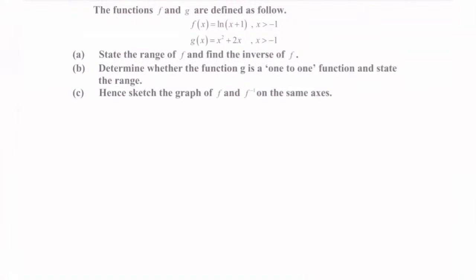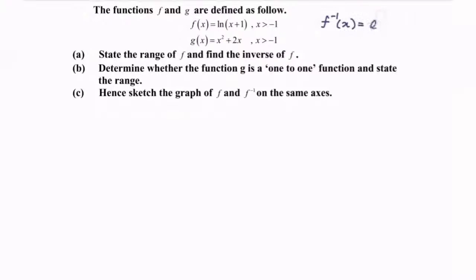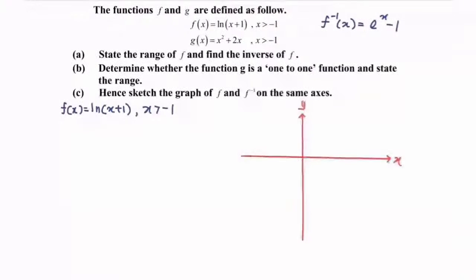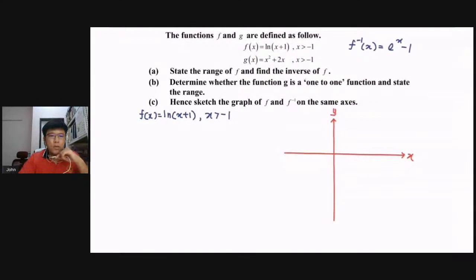C. Hence, sketch the graph of the function f and f inverse on the same axis. So previously we already identified that f inverse is equal to e to the power of x minus 1. Now we are going to sketch the graph for ln(x plus 1), with the domain x must be greater than negative 1. So now basically we will have the graph. Kindly refer to the situation where we have x greater than negative 1.